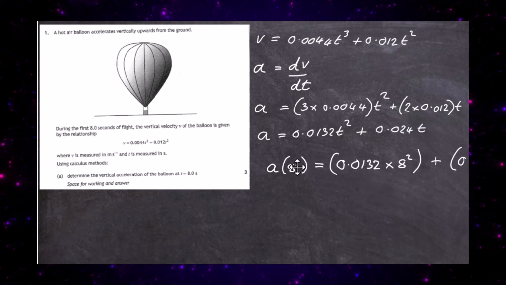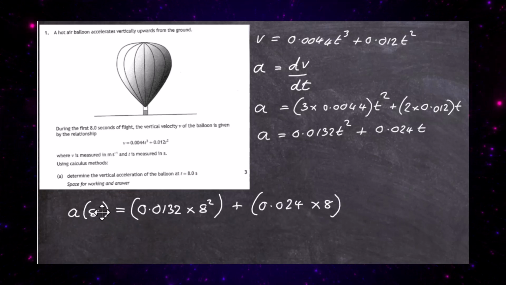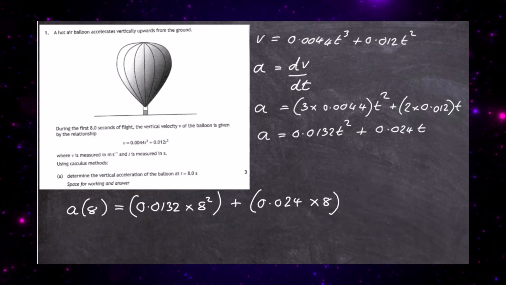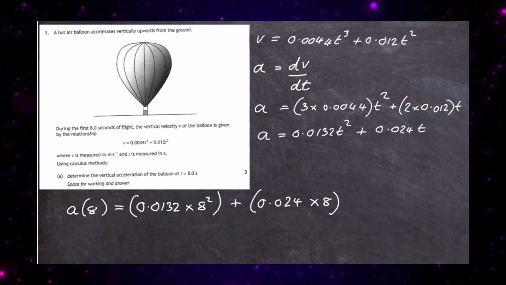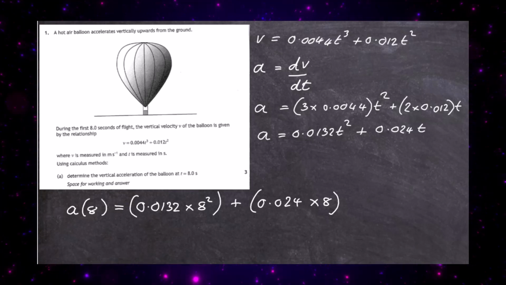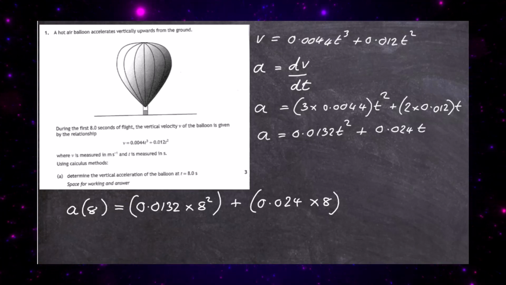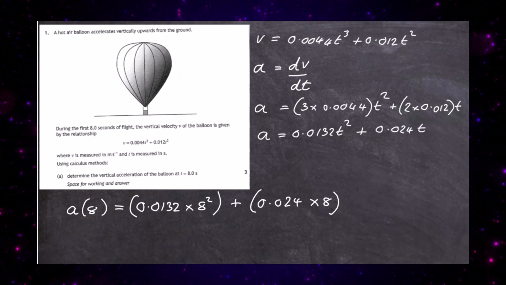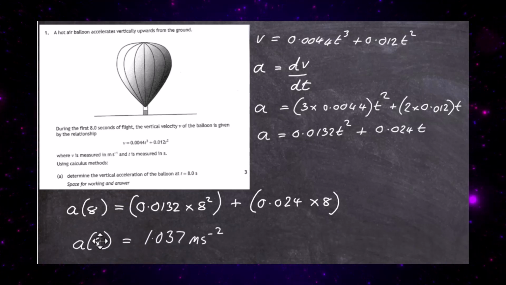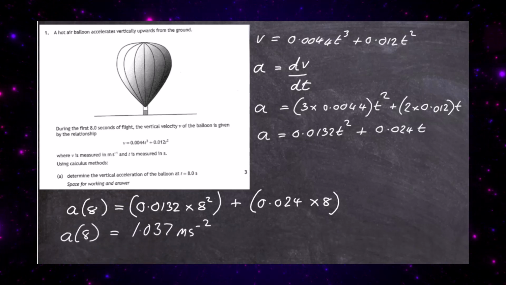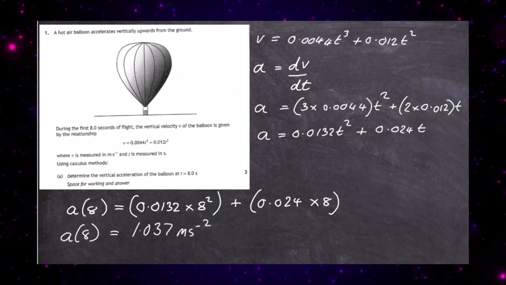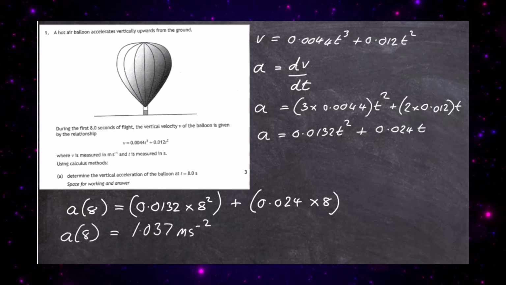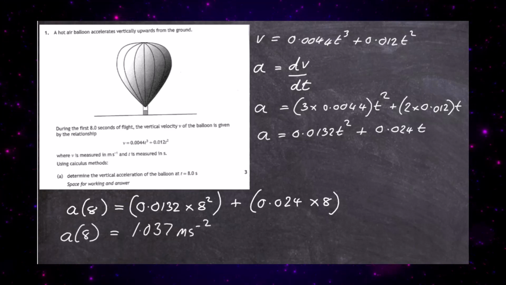So at that particular point, at 8 seconds, we have 0.0132 times 8 squared plus 0.024 times 8. And when we do our calculation, we find we get the following value. We get the acceleration at time 8 seconds is equal to 1.037 meters per second every second.